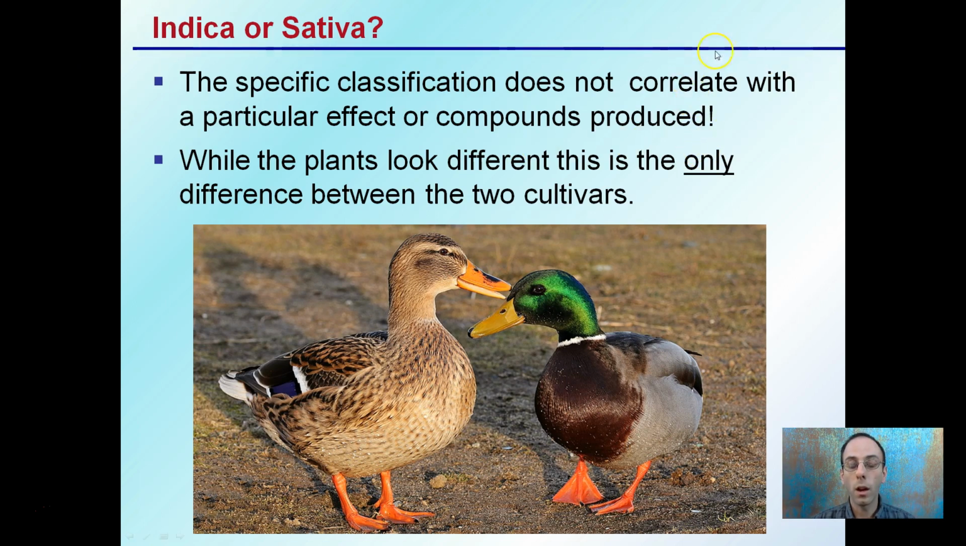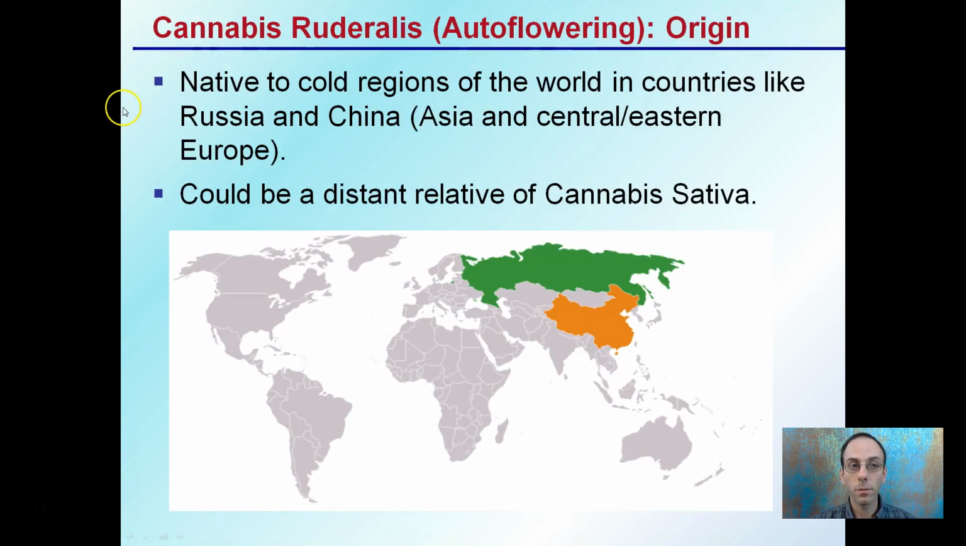And this is a big point to remember here. While plants look different, this is the only distinction between the two. So the chemical profiles can be the same, even though they may look very different. And this is despite what typically is marketed as one producing one effect and another producing another. They can actually produce very similar effects.